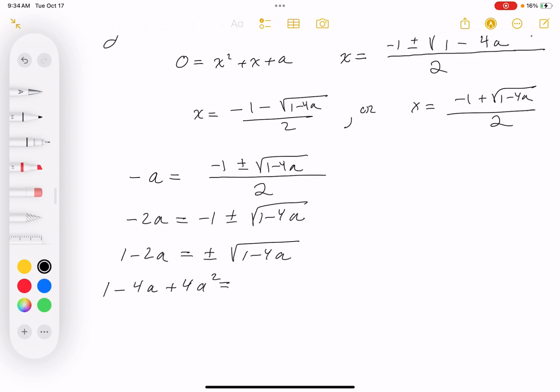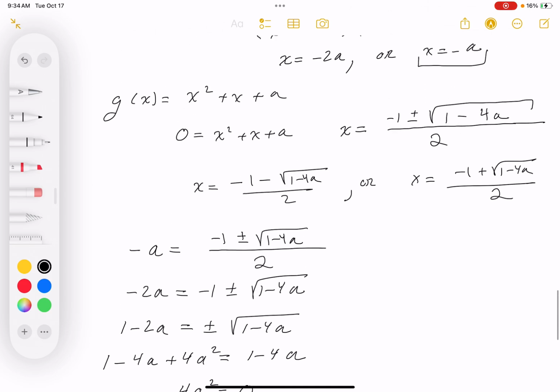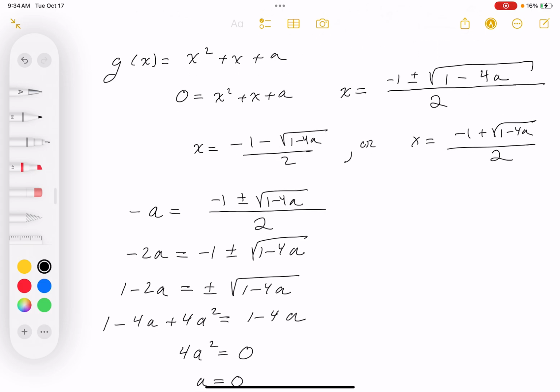And when you square the other side, what do you get? You get 1 minus 4a. All right? So what does that say? It says that 4a squared is equal to 0. And that means a would have to be 0. All right? And, going back over that, that's not so bad. Let's try the other one now. And the other one, what was the other root? Minus 2a, right? Let's write that one down.